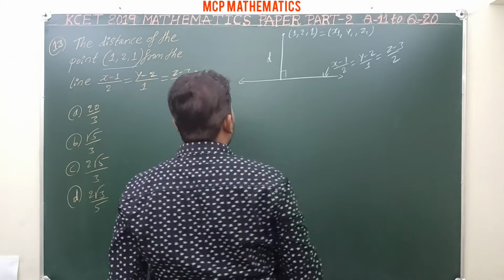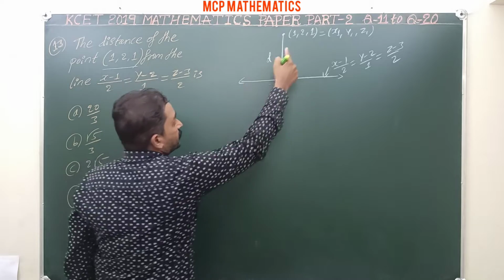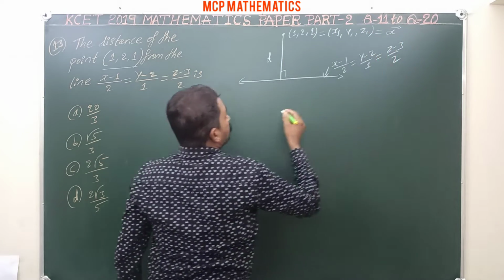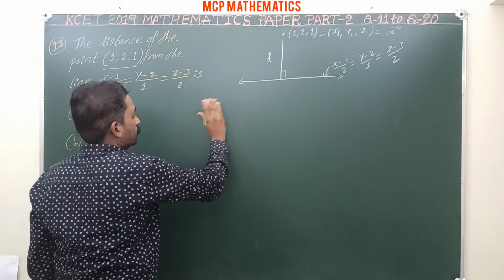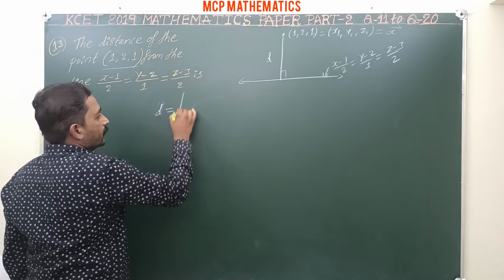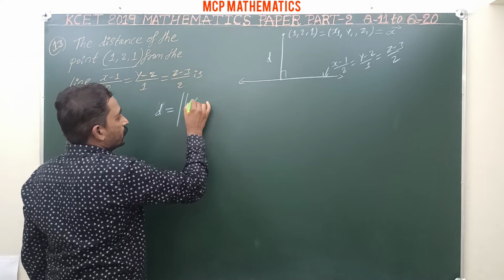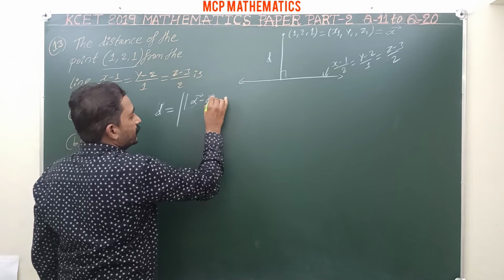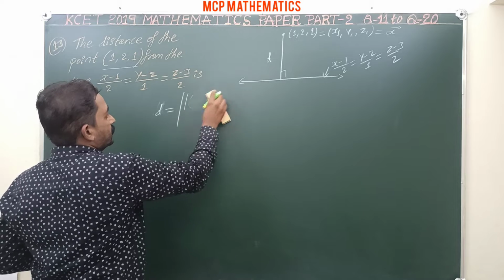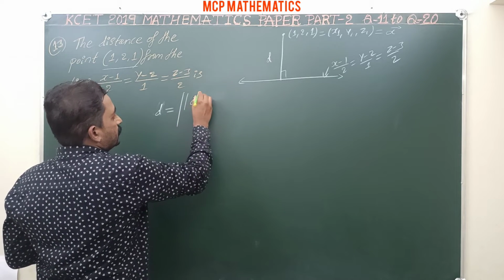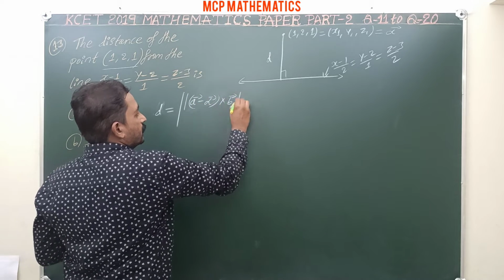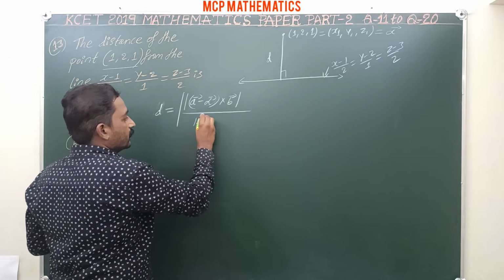So we know the formula. Here in this case this is called vector alpha. So formula D is equal to magnitude of A minus alpha, it can be written as A minus alpha, cross B, divided by magnitude of B.